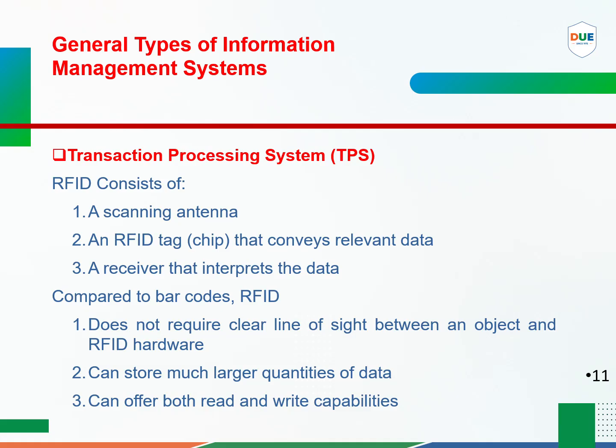RFID tags can store much larger amounts of data than a typical barcode, such as serial numbers, batch information, or handling instructions. In many systems, tags also have read-write capabilities, meaning data can be updated as the item moves through the supply chain. Imagine a pallet moving from factory to port, then to a distribution center and finally to a store. With RFID, each handling point could automatically update the tag and the central system, giving continuous visibility without repeated manual scanning. A question to think about is, in what types of logistics operations do these advantages justify the higher cost of RFID compared with traditional barcodes?